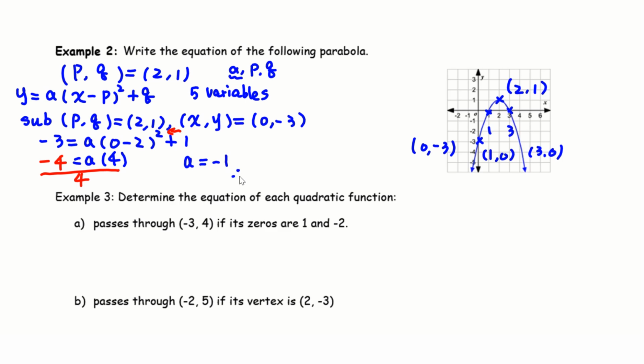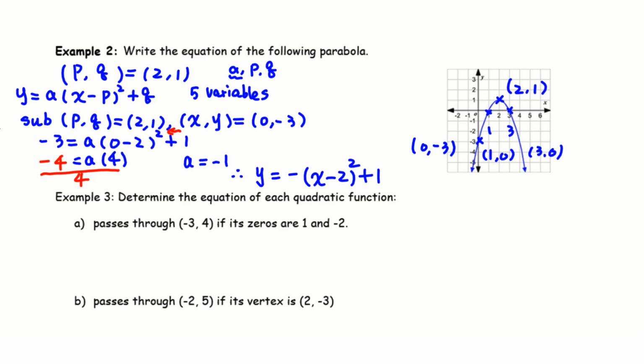Then write the statement, sub A, P, Q back. So y equals -1(x minus 2) squared +1. And also you could use the factor form to find the quadratic equation. This is vertex form.